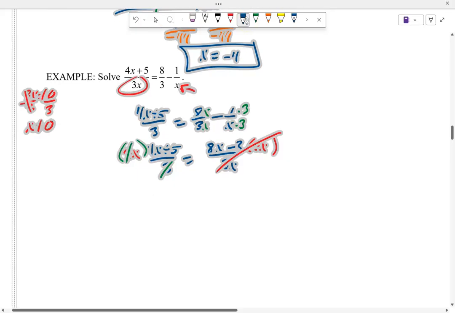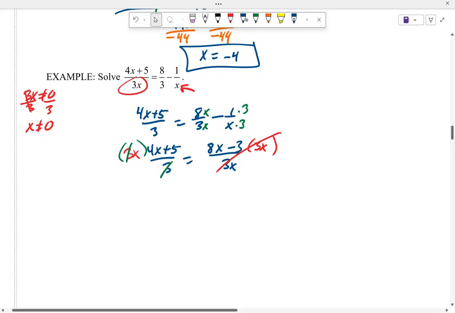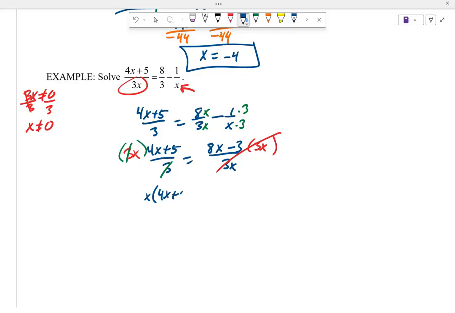So I've got x times 4x plus 5 equals 8x minus 3. So I've got 4x squared plus 5x equals 8x minus 3. So hopefully you're looking at this now and noticing, hey, I've got a quadratic that I'm solving here.